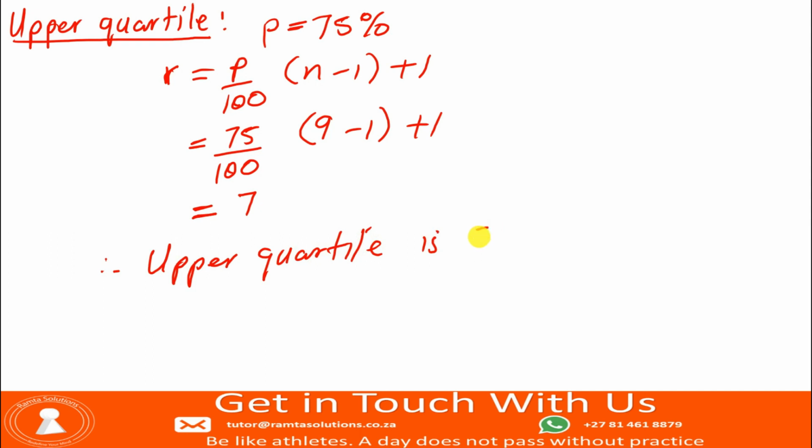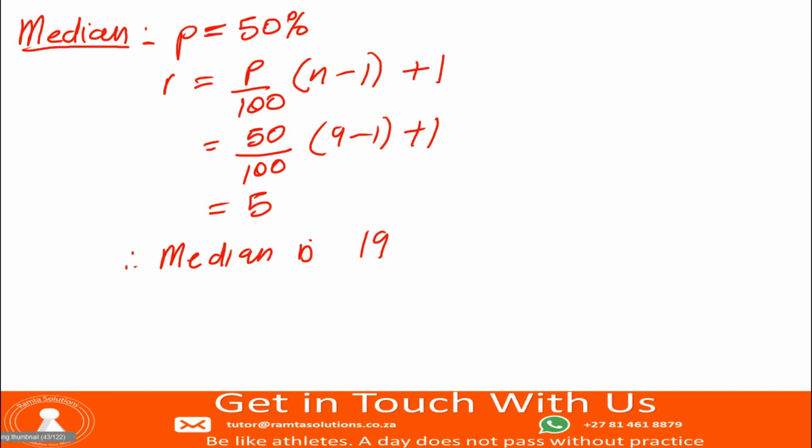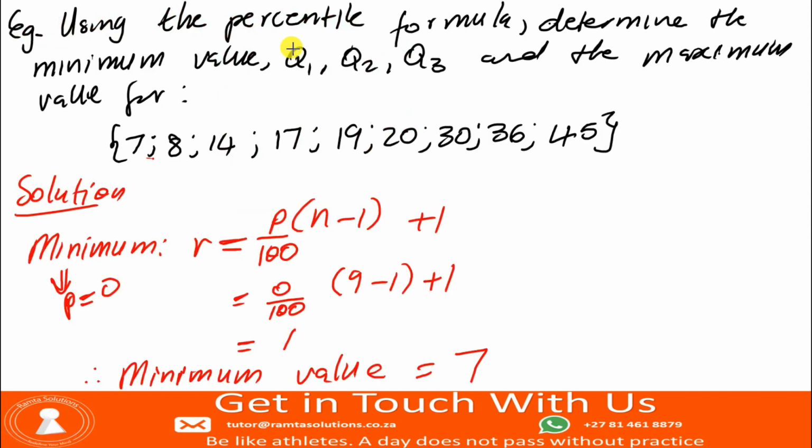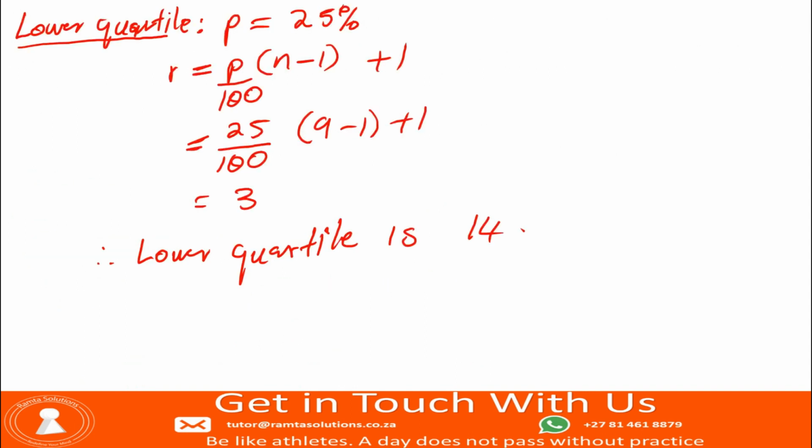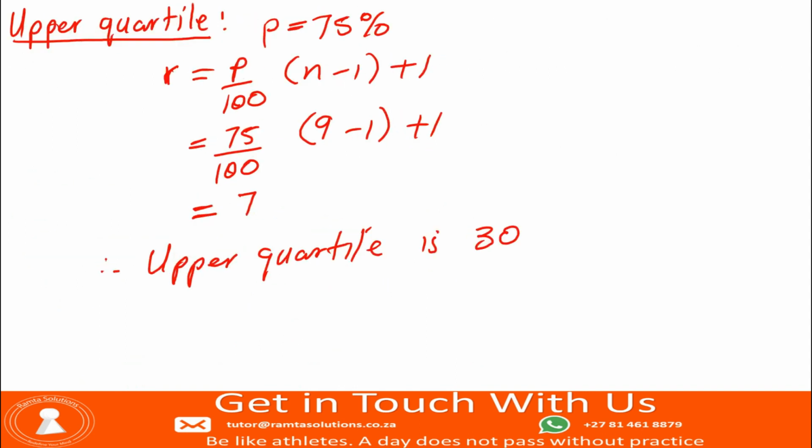Upper quartile is 30. The last one was asking us to find the maximum value. We know this is 45. We see it's the largest value, the maximum value, right? But we're saying use the formula. Though you don't need to use it, for the sake of the question, let's just say maximum. What is maximum? Of course, it is placed at the 100th percentile.